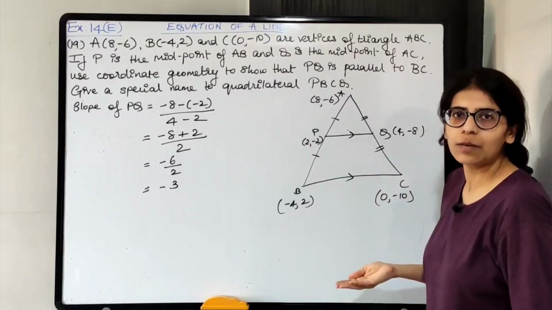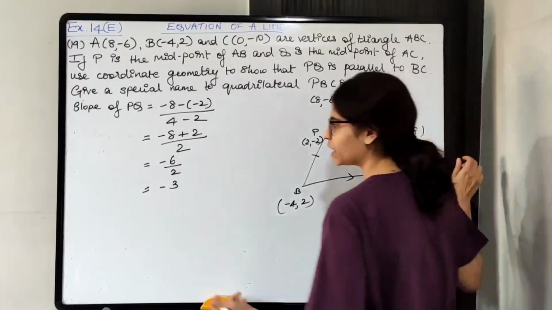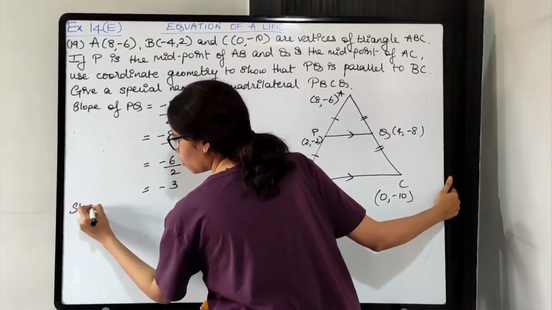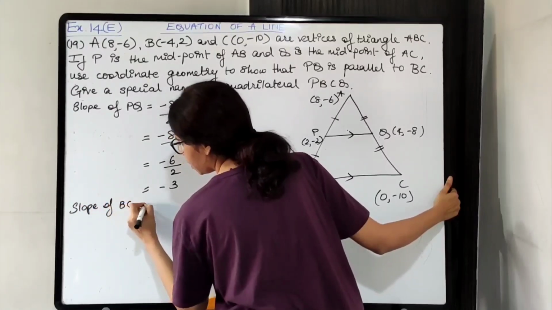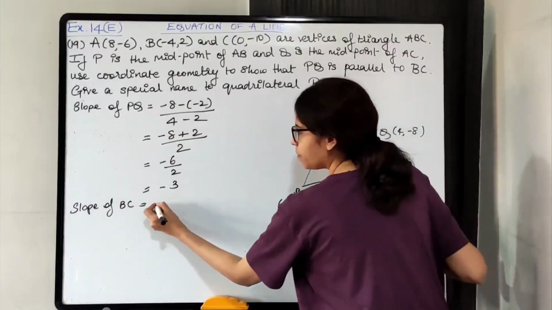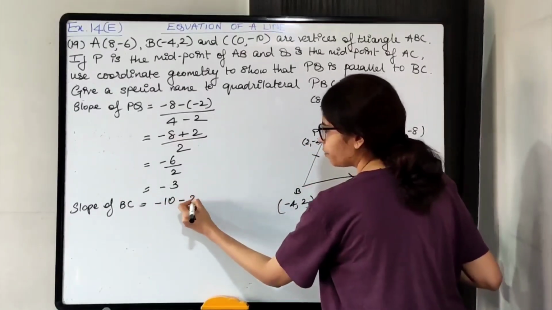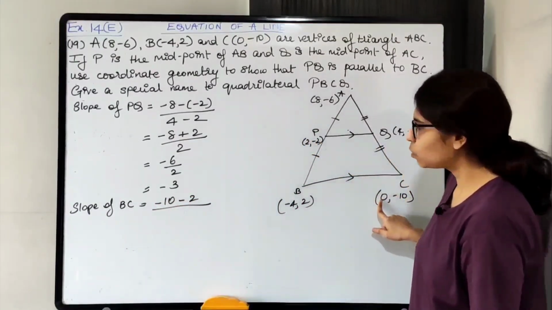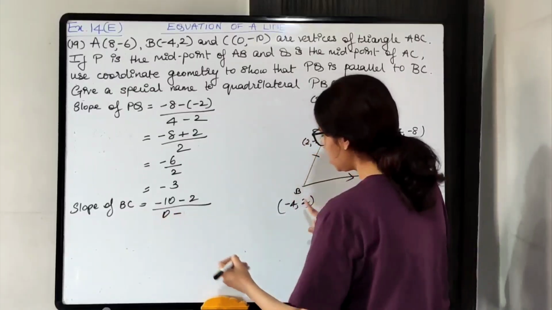We should get the same value for the slope of BC. So let's find the slope of BC. Subtracting the y coordinates first. -10 minus 2 upon 0 minus 4.